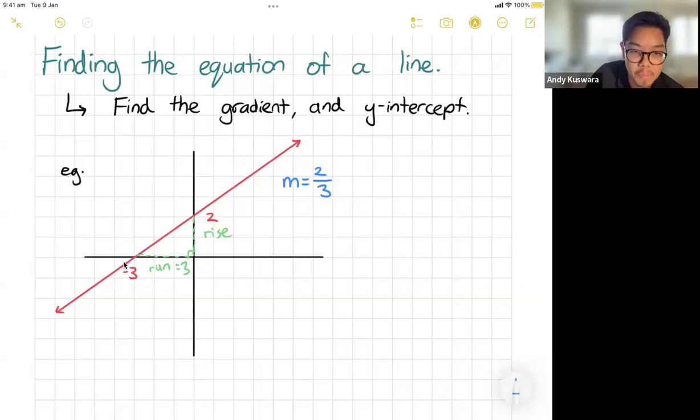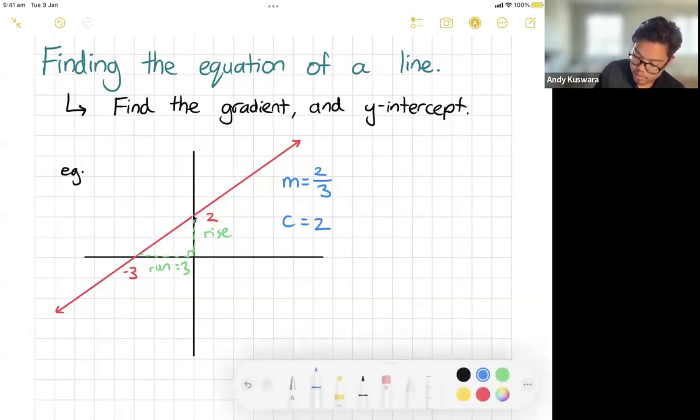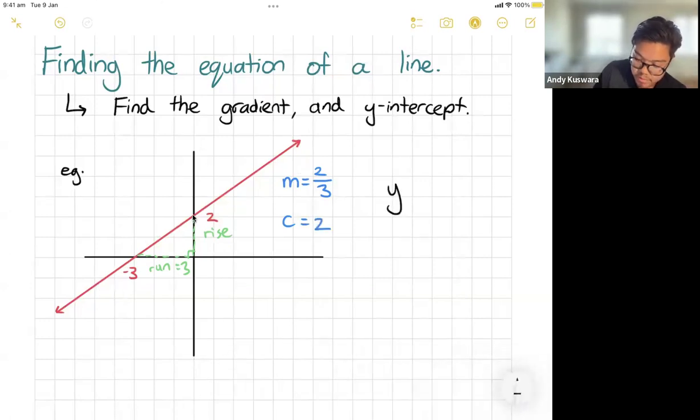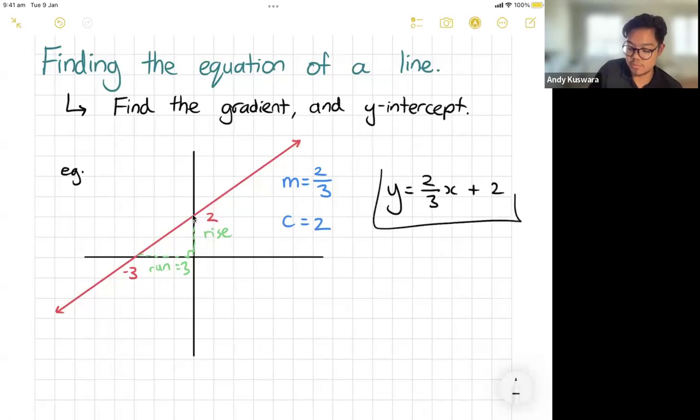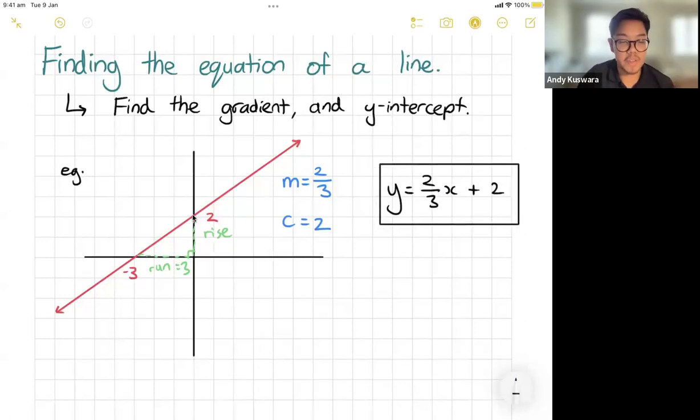Okay, remember, I'm not picking the value, I'm actually picking the spaces, the actual distance. And here, the last thing I need to know is what's my y-intercept? So where does it cross my y-axis? It's at the point where it equals 2. So to write the equation of this line, it's just y equals m, which is 2 on 3, and then there's the x plus c, which in this case is 2. That would be the equation of the line.